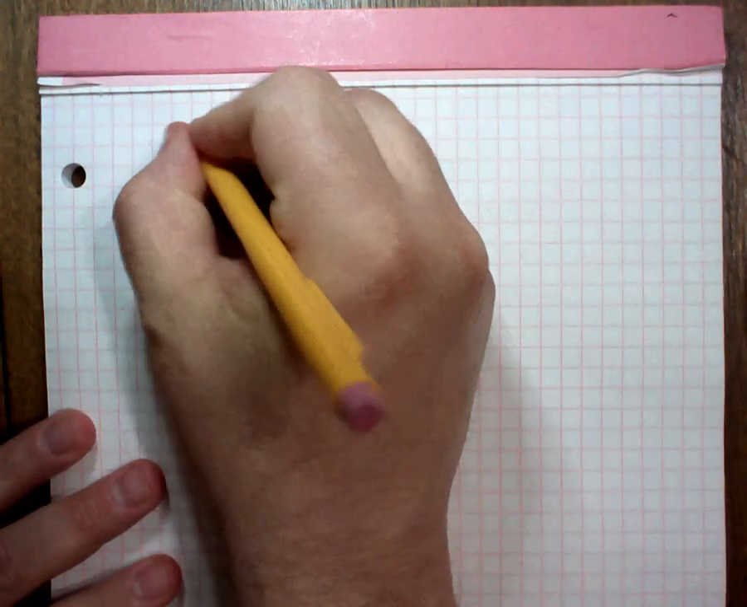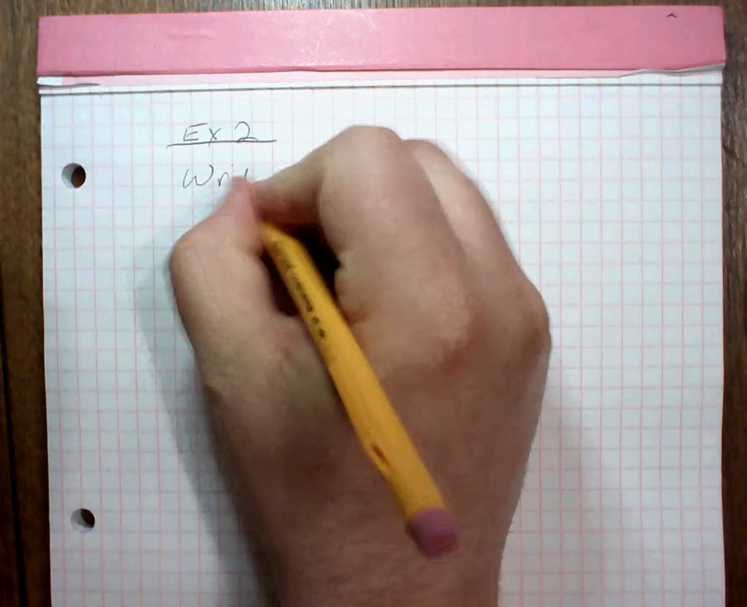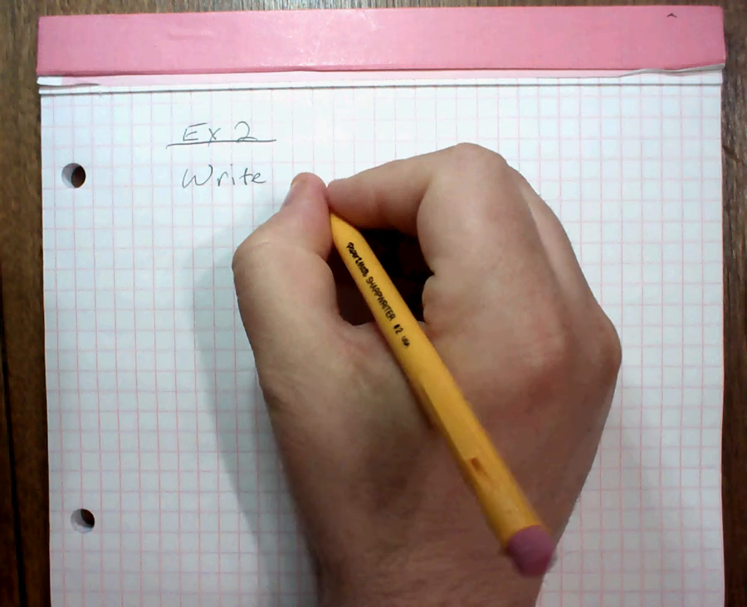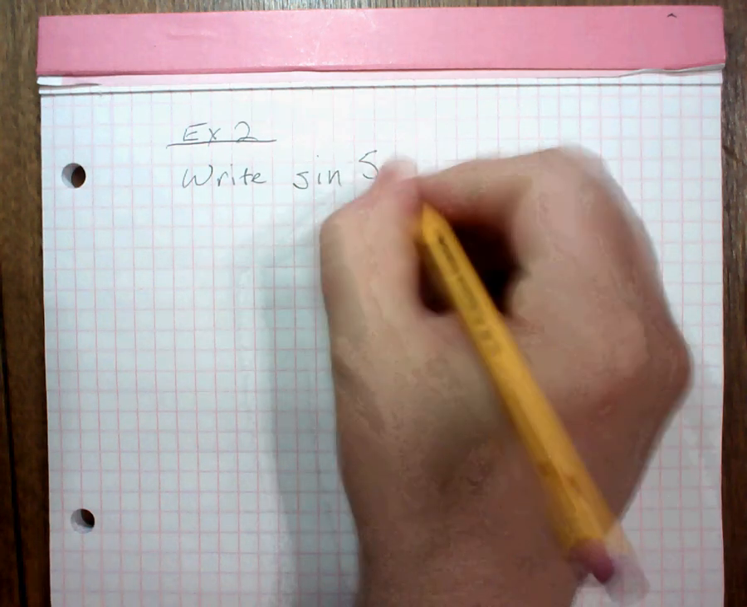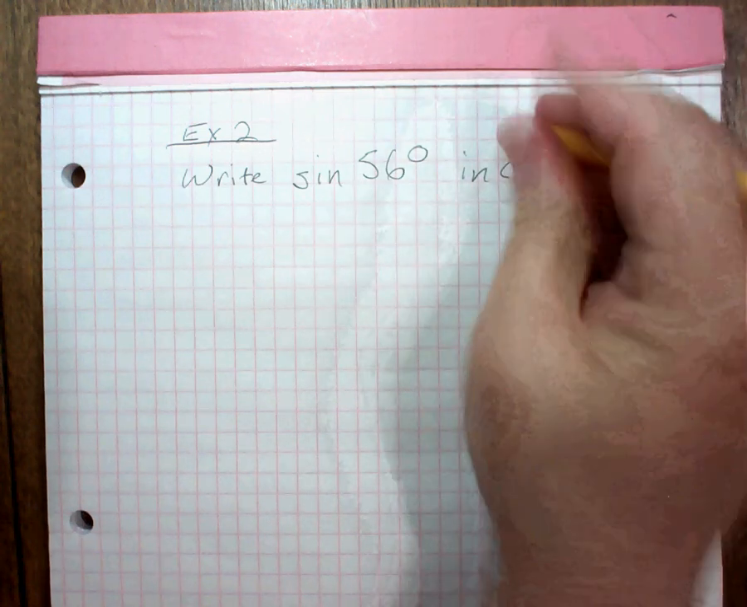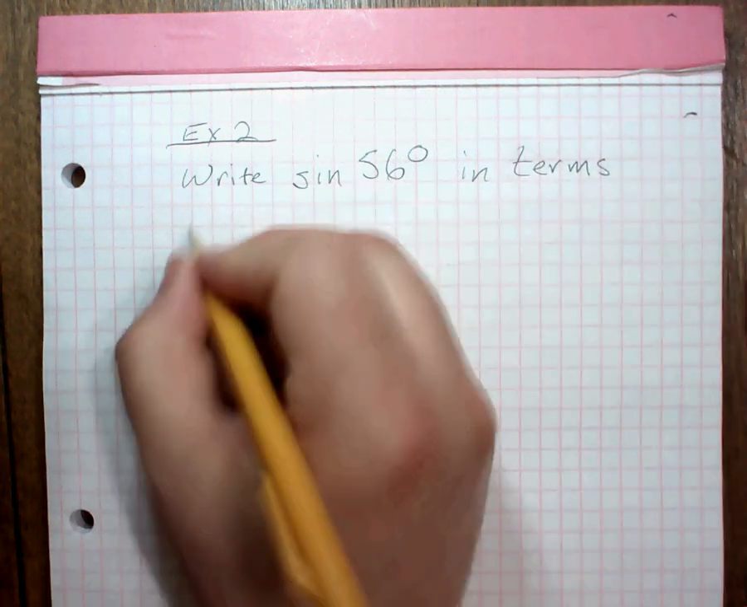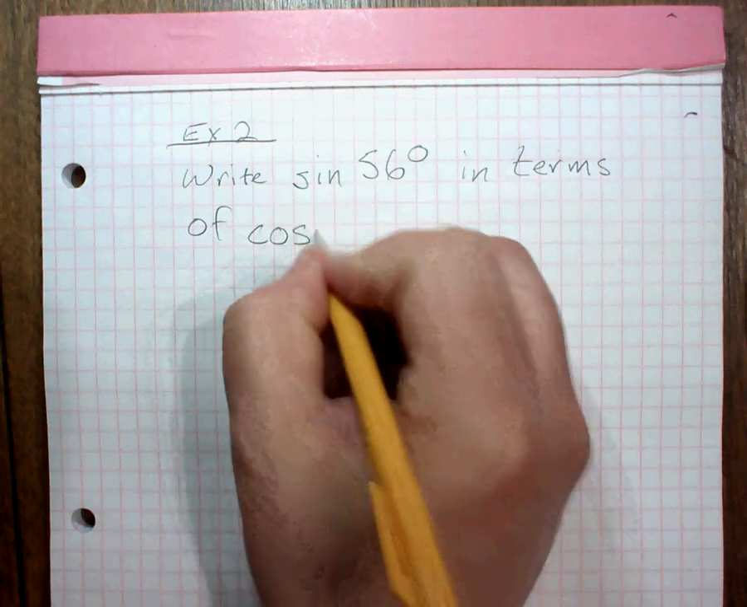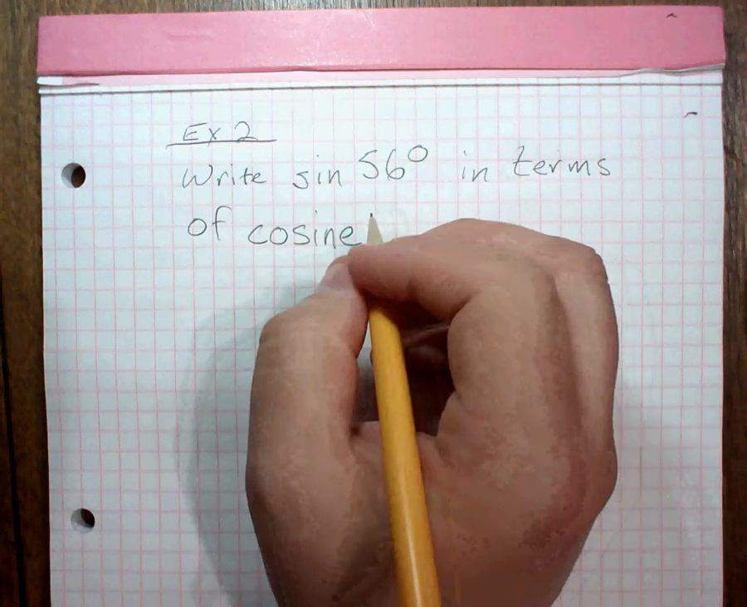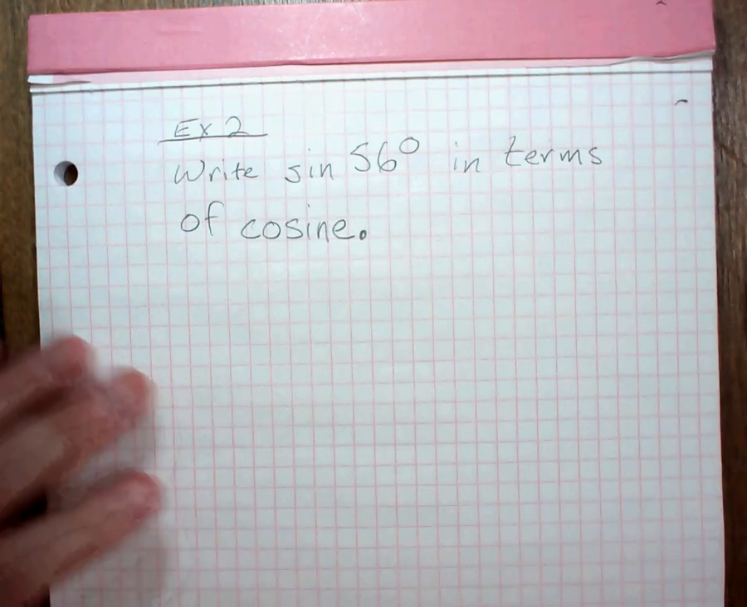For example number 2, we're asked to write sine of 56 degrees in terms of cosine. So here's an interesting thing that we need to figure out.